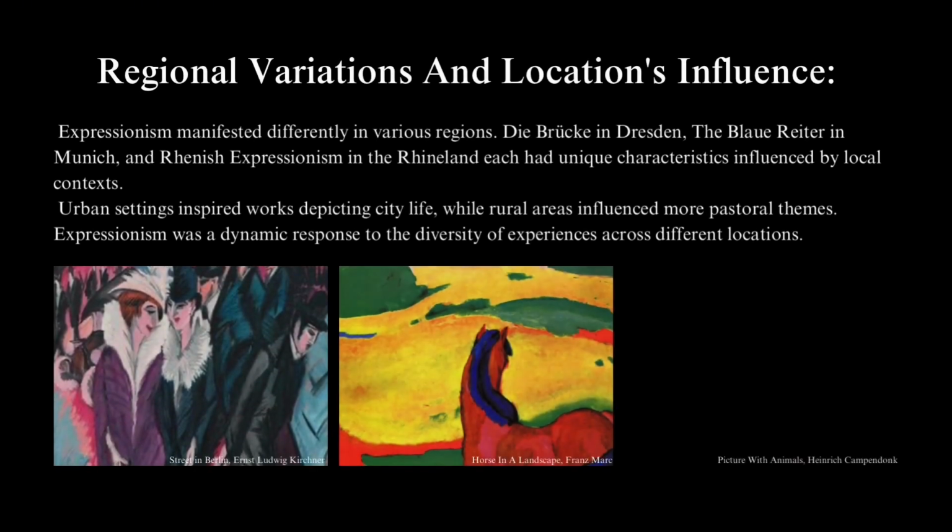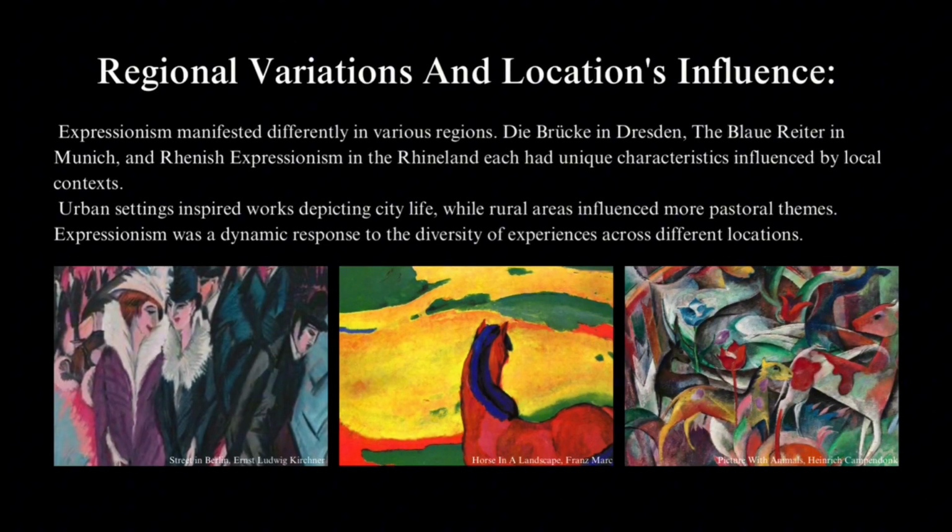During the movement's peak, Expressionism manifested differently in various regions. The Bridge group was located in Dresden, while the Blue Rider was prominent in Munich. The Rhenish Expressionism in Rhineland also had a unique characteristic influenced by local context. Urban settings inspired works depicting city life, while rural areas influenced more colorful themes. Expressionism essentially was a dynamic response to the diversity of experiences across different locations.